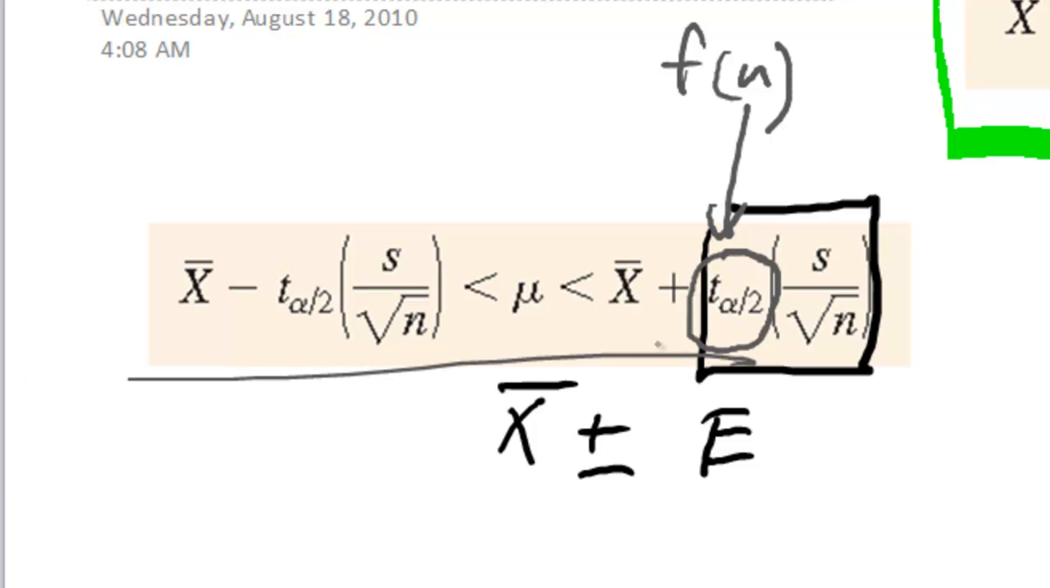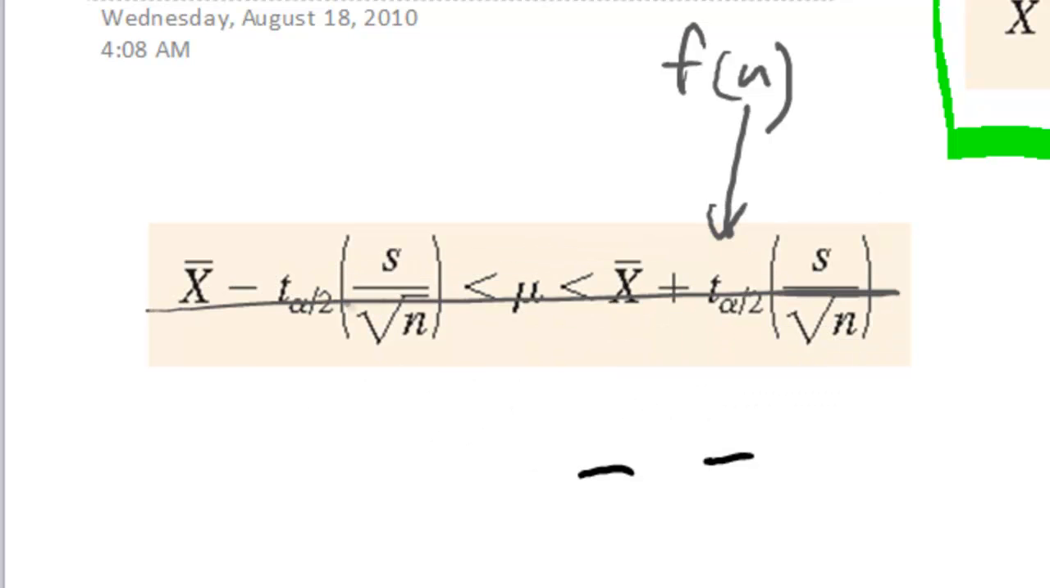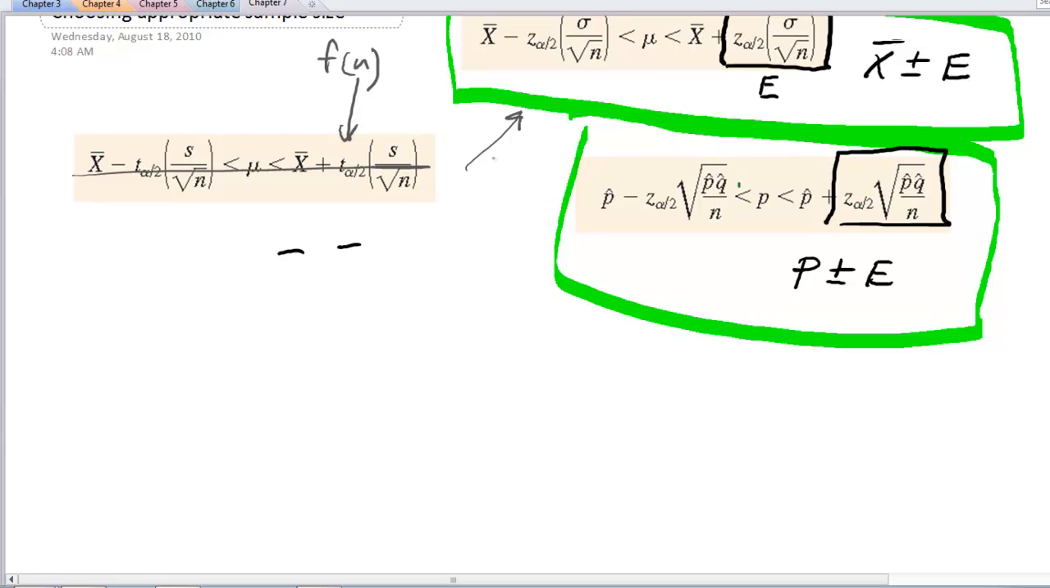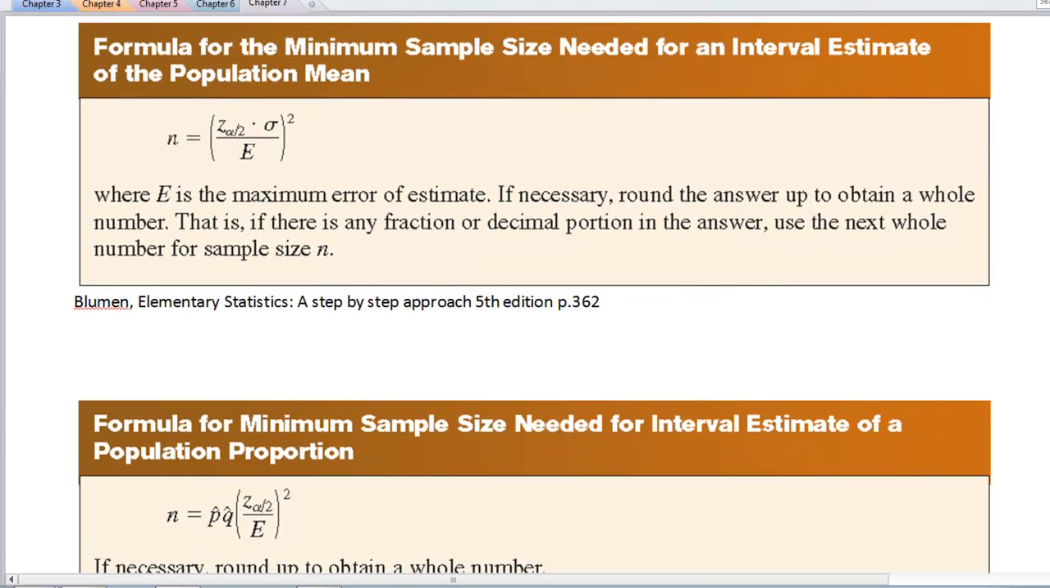So you can't do it with that. You can estimate it. If you're doing a t, you can estimate it with a z, but you have to go at least up to a sample size of 30 or greater. Having said that, you only have these two options then.